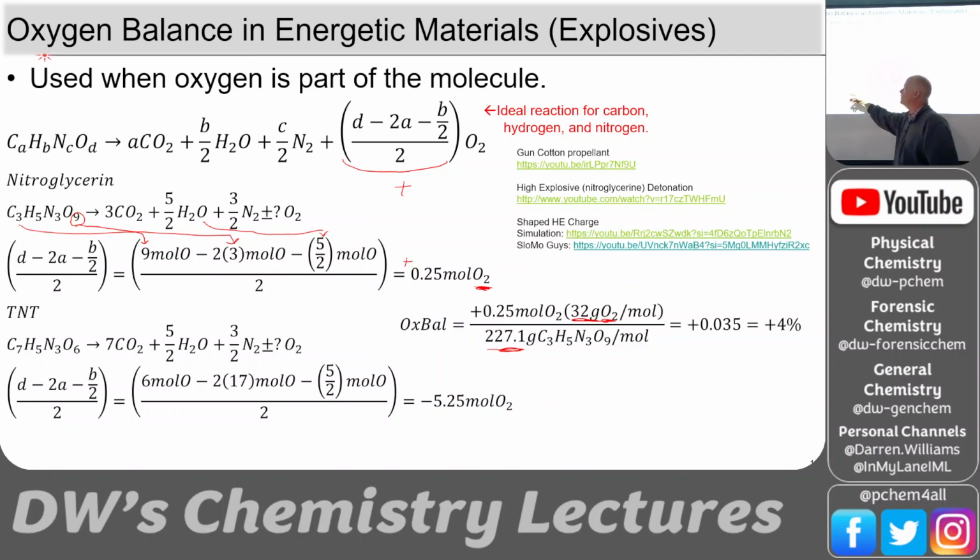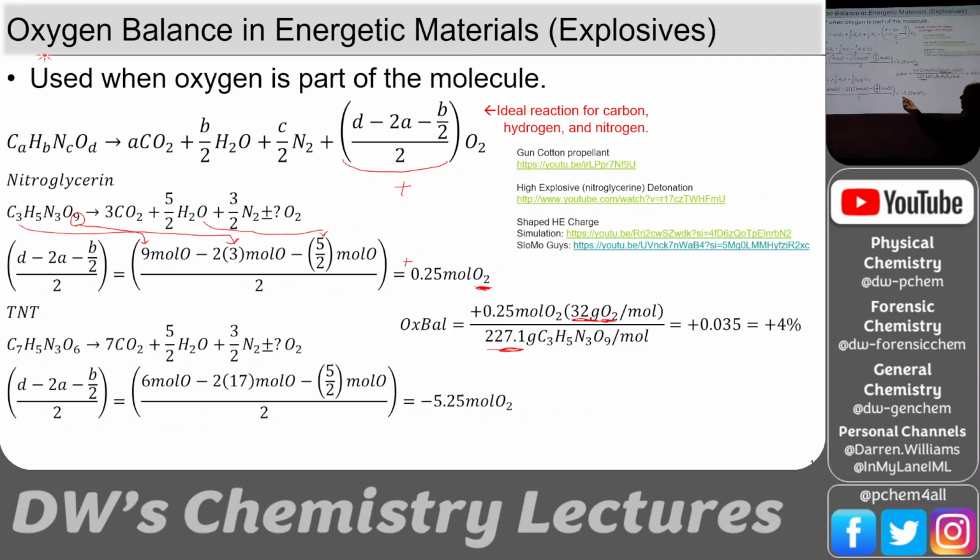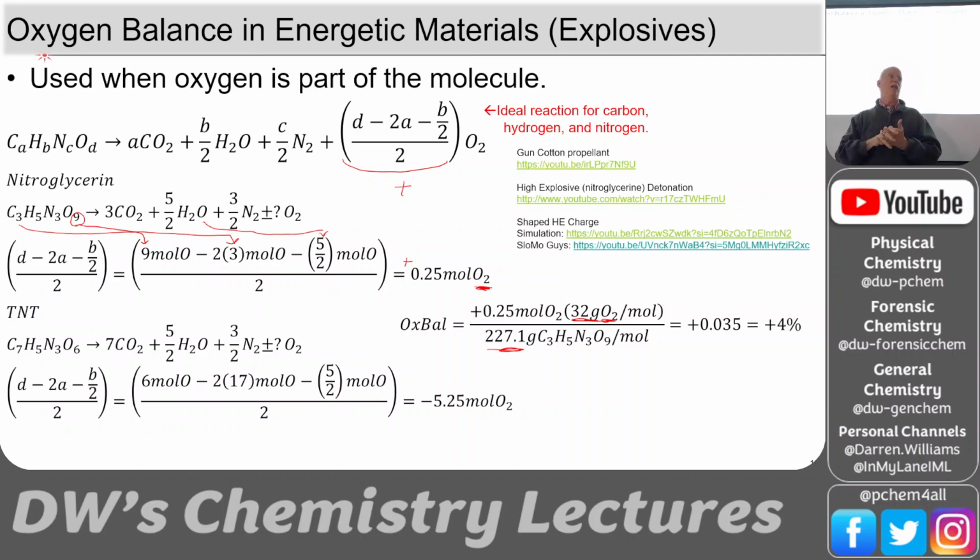I think that's a typo. I changed this this morning. It should be 7, not 17. 7 carbons. And we end up with a negative 5.25 moles of oxygen. What does that mean, negative 5.25? That means we don't have enough oxygen in trinitrotoluene to fully produce the amount of gas that we need. So it still detonates, it's still an explosive molecule, but it could be better.